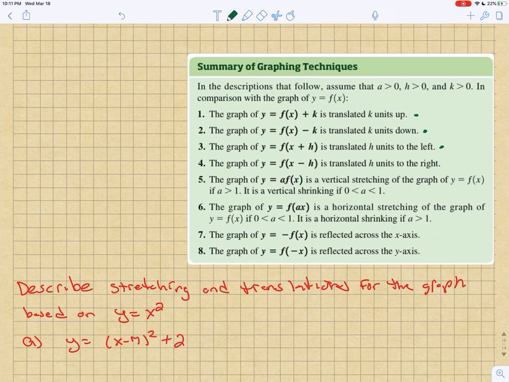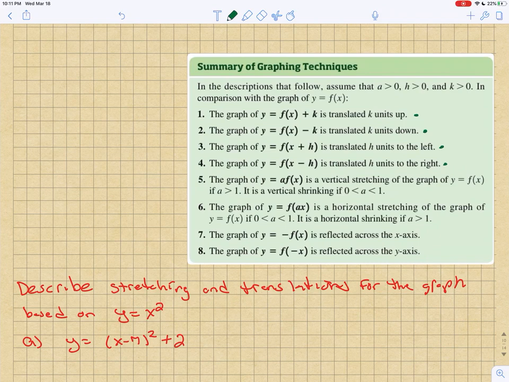The graph of y equals f of x plus h is translated h units to the left, so I would subtract h from every x value to move it to the left. The graph of y equals f of x minus h is translated h units to the right, which means I would add h units to each x value.